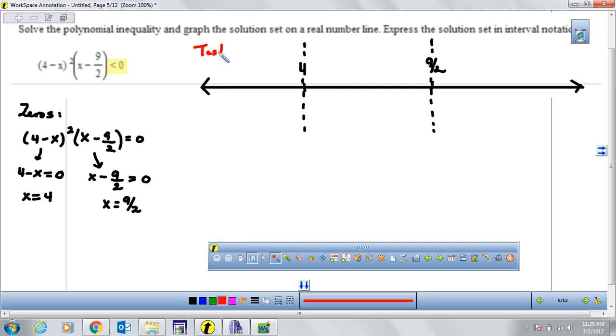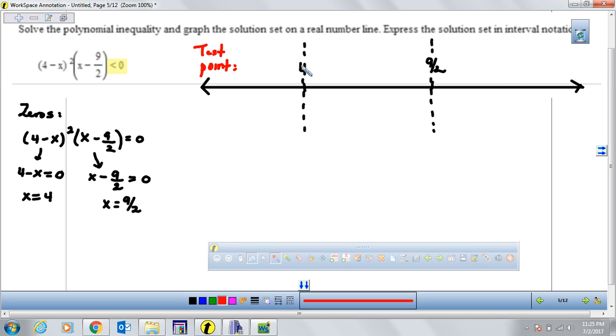This is the next step in the process. What is a test point? A number that I'm going to substitute to test each of those intervals to see which ones are true and which ones are false. That's what the test points are going to be for. Now, we need to pick a test point on each interval. There's an interval right here from -infinity to 4. That is one interval. Between 4 and 9/2, that's another interval. And from 9/2 to positive infinity, that's another interval.